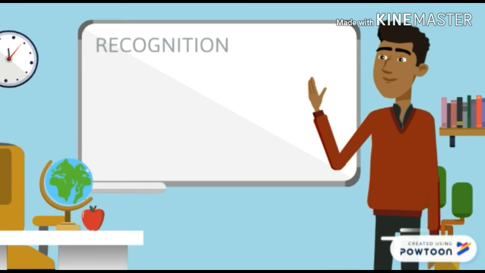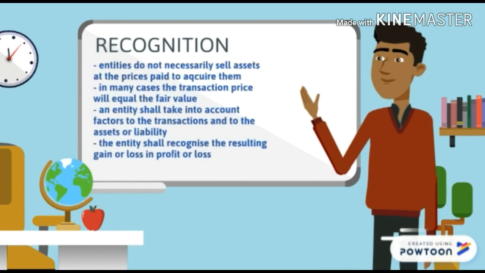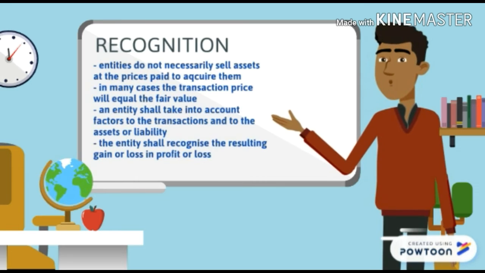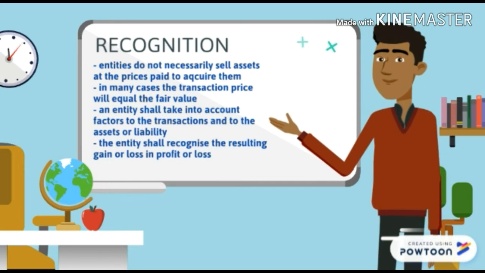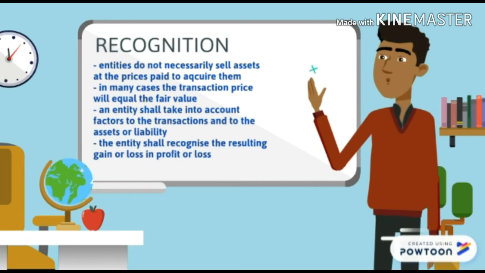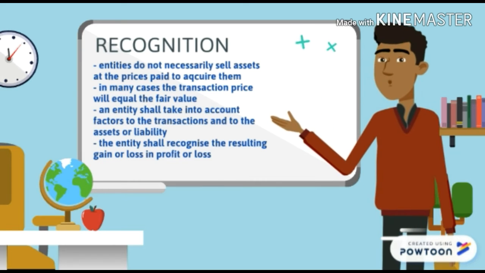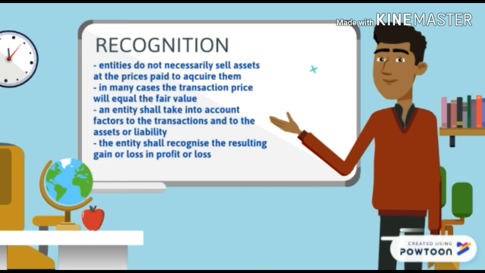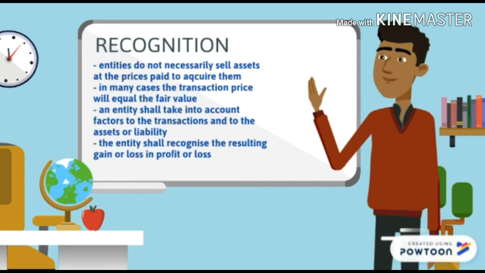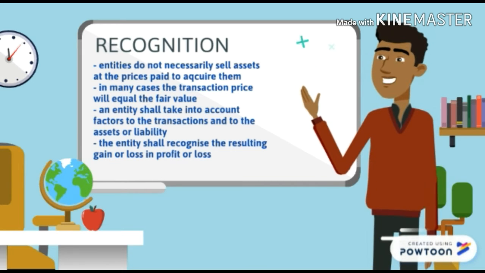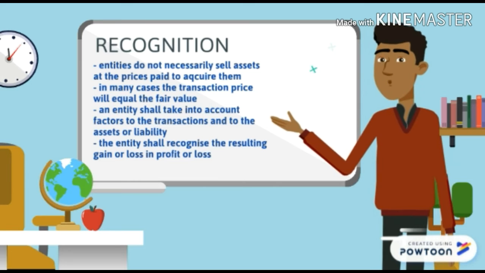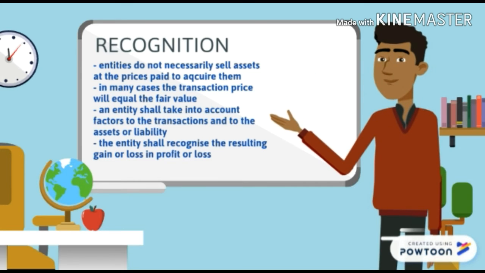Recognition. First, entities do not necessarily sell assets at the price paid to acquire them. In many cases, the transaction price will equal the fair value. An entity shall take into account factors specific to the transaction and to the asset or liability. Lastly, the entity shall recognize the resulting gain or loss in profit or loss.